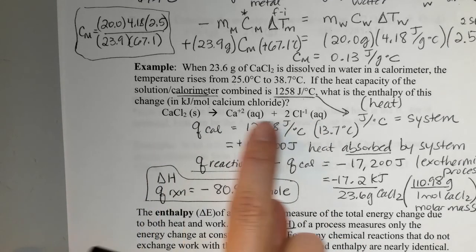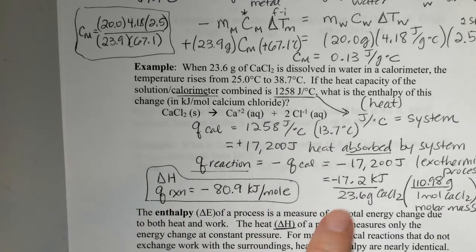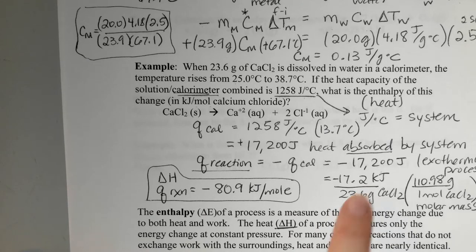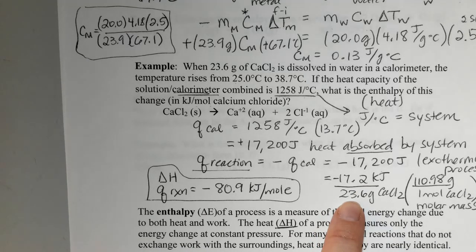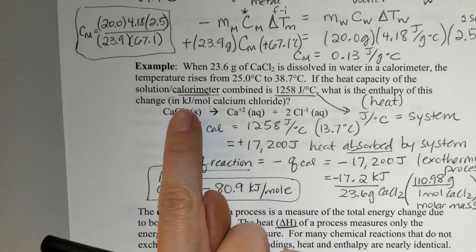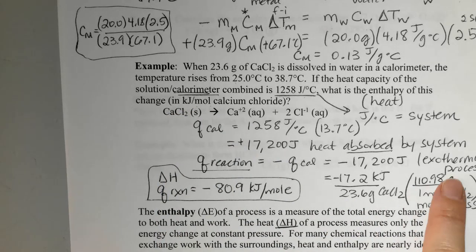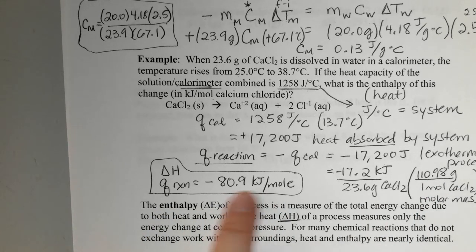When the calcium chloride dissolves, it releases 17.2 kilojoules for 23.6 grams of calcium chloride. Then just because the units wanted are kilojoules per mole, changing grams to moles, we get our kilojoules per mole for the enthalpy of that process. That is a good place for me to stop for this first video.